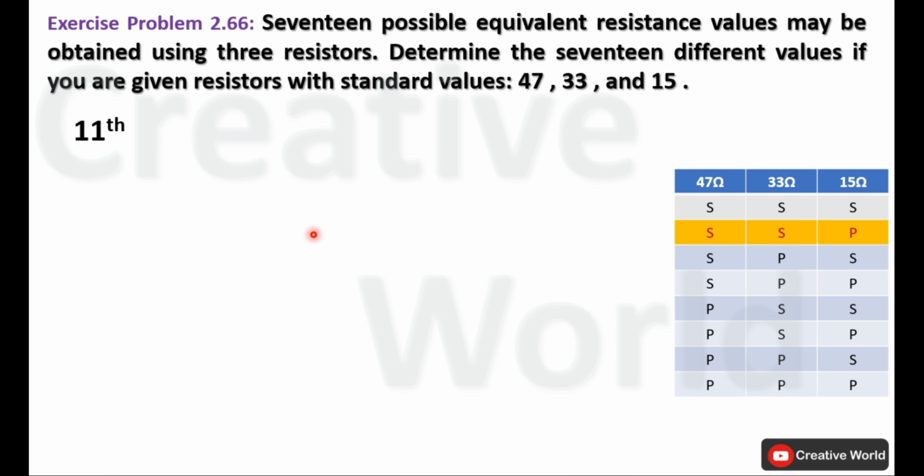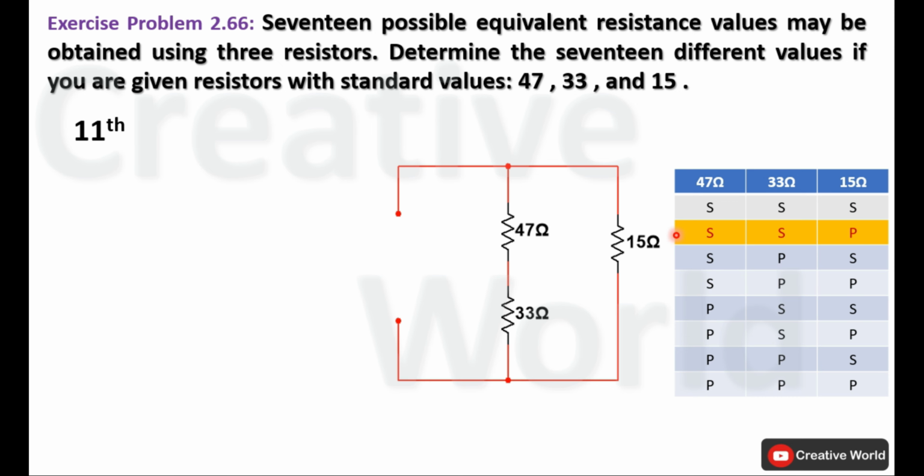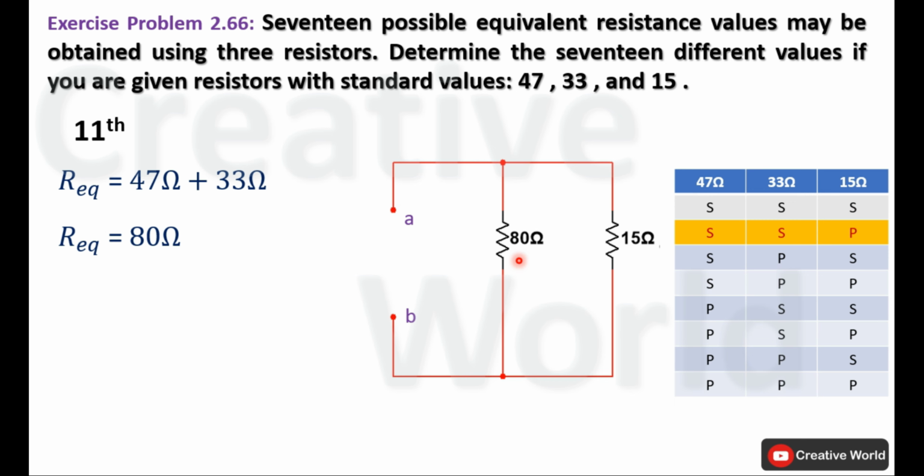Move to next configuration. In this configuration, 47 ohm resistance and 33 ohm resistance are connected in series and both of these are connected parallel to 15 ohm resistance. Here is the circuit diagram of this configuration. In this circuit diagram, these two resistances are connected in series. So first we will calculate their equivalent resistance that will be equal to the sum of both resistances. R equivalent of these two resistances is 80 ohm.